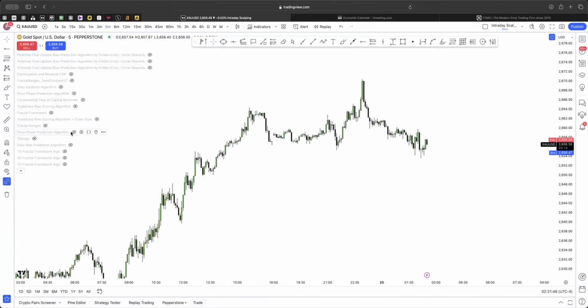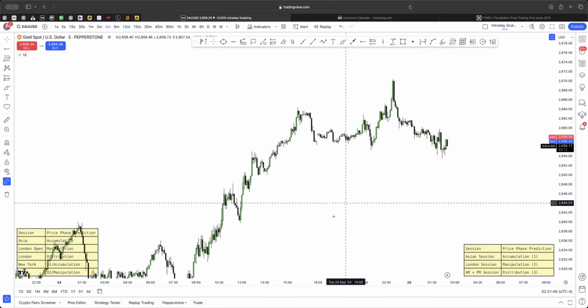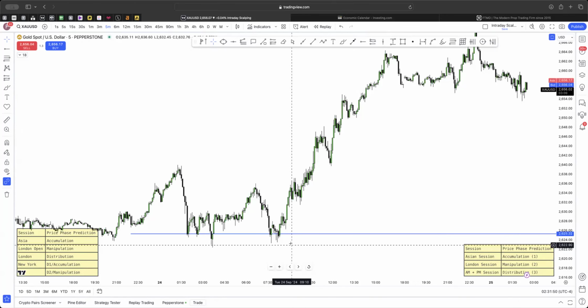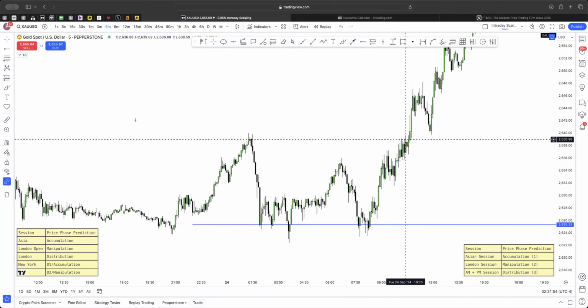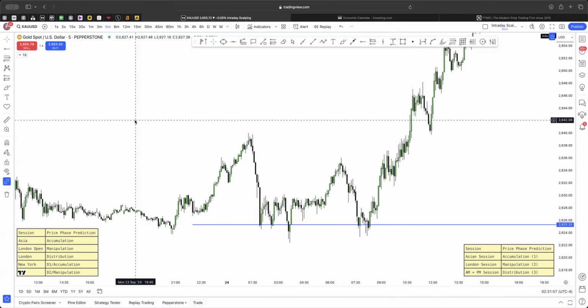Now, let me show you something interesting. Take out the timings, put in the price phase prediction algorithm, and you can see that this called the gold buys perfectly. But in order to actually understand the usage of the price phase prediction algorithm, you need to be able to understand my CRP continuation and CRP reversal, right?